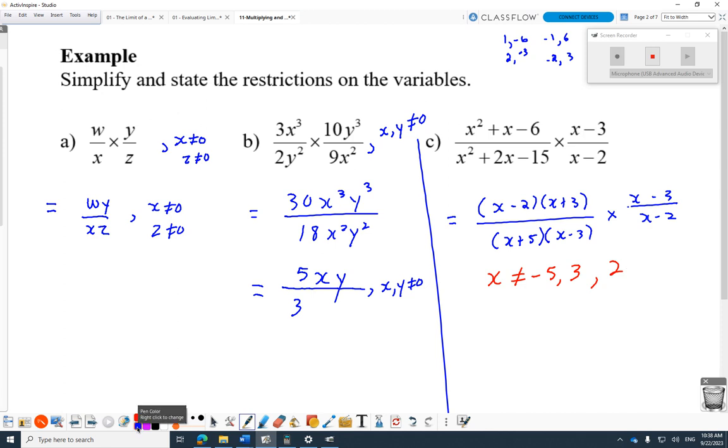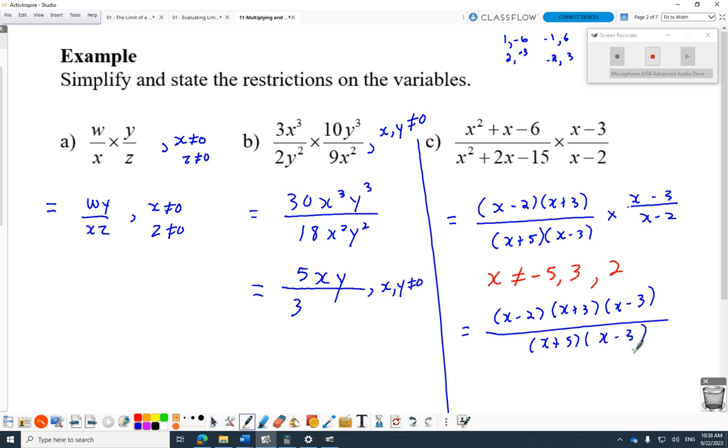Next, we're multiplying, so numerator times numerator, denominator times denominator. So the numerator is x minus 2, x plus 3, and x minus 3. And the denominator is x plus 5 and x minus 3. So far, you're unimpressed. You're like, okay, so you just wrote it all together on one fraction? Yes. But now I can check for any cancellations that occur. Is there any factor that's in the numerator but also in the denominator?